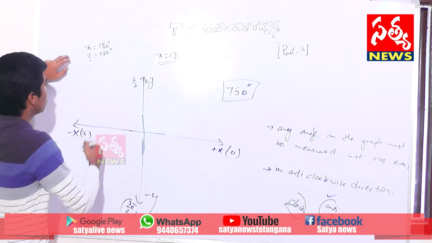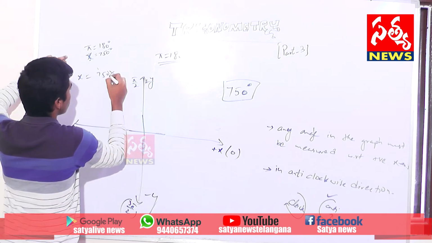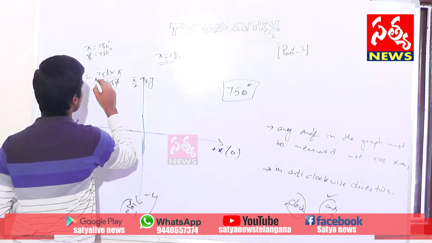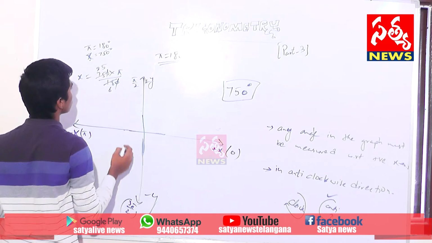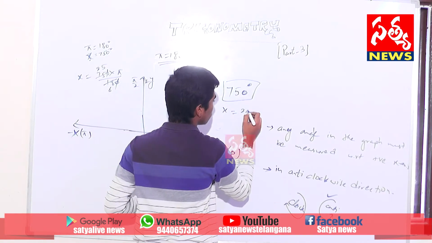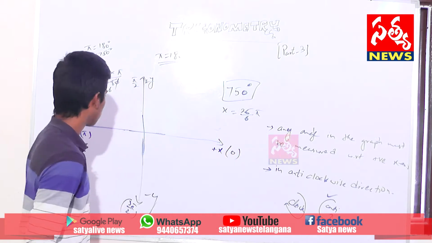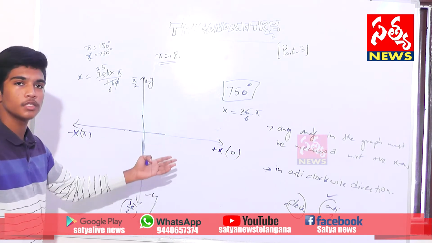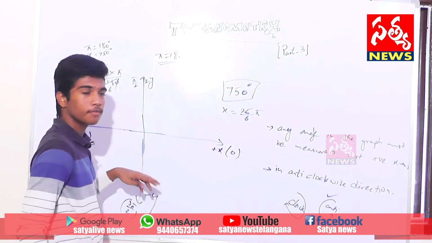In order to solve it, let us assume this as x. x is equal to 750 into pi by 180, which gives 25 by 6. So x equals 25 by 6 pi. But here we are looking only at 0, pi by 2, pi and 3 pi by 2. There is no 25 by 6 in the graph.